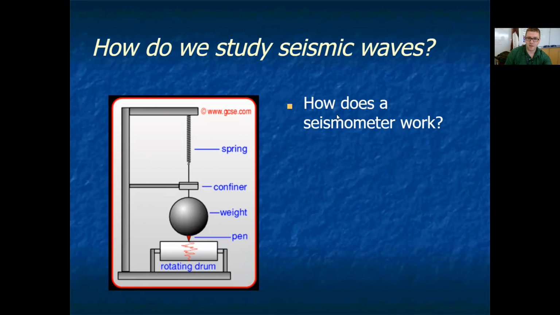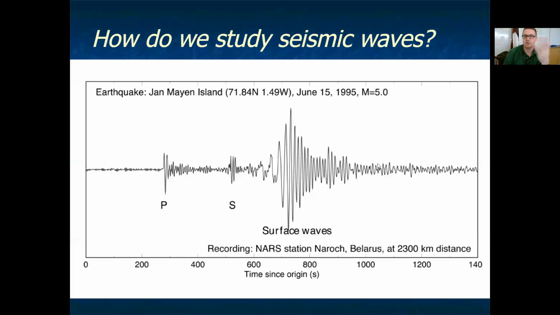Scientists use a seismograph. It's a weight that has a pen connected to it that touches a piece of paper, and it's attached to a spring. It's very sensitive to any sort of vibrations. If a vibration happens, it'll start moving back and forth. That pen touching this rotating drum will draw a line indicating any sort of reverberation in the surface.